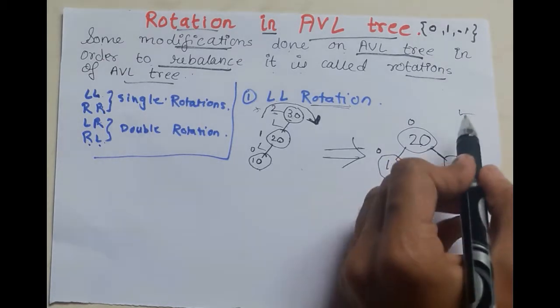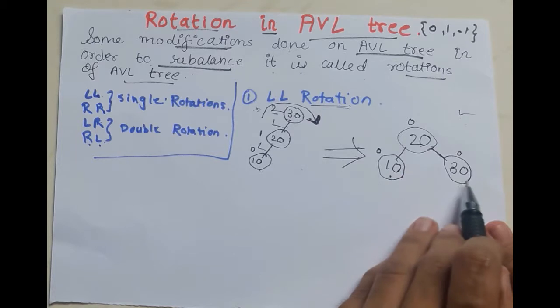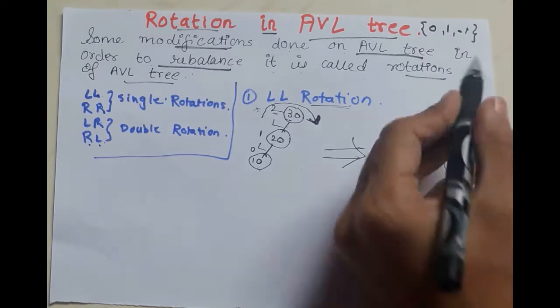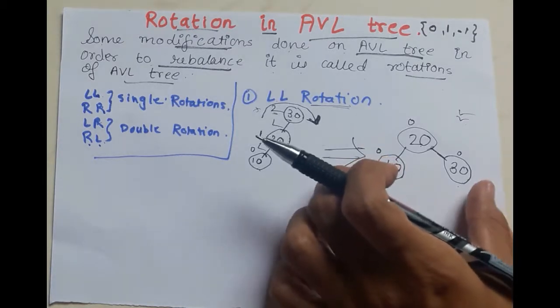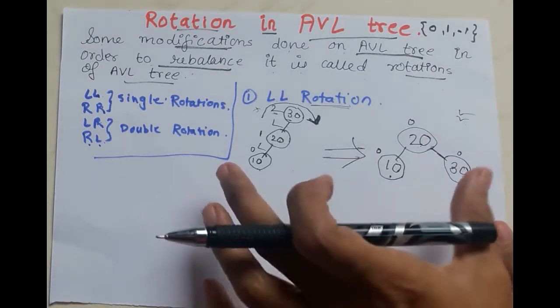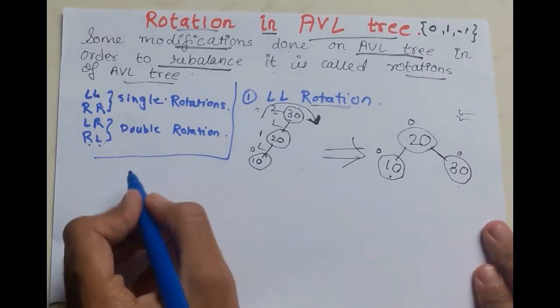The binary search tree property is also maintained. See, left subtree nodes have values less than 20 and right subtree nodes have values greater than 20. So binary search tree property is also maintained. Now this tree is balanced. So this is LL rotation. The second one is RR rotation.